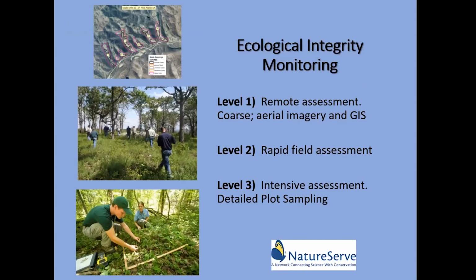NatureServe defines 3 levels of ecological integrity monitoring. So level 1 is going to consist of remote sensing. This is utilizing software such as GIS, so ArcGIS or ArcPro, or other aerial footage. Level 2 is a walkthrough survey. So this is where CHI would come into play. Level 3 utilizes detailed plot measurements. So examples of this would be quadrat monitoring or FQA analysis.